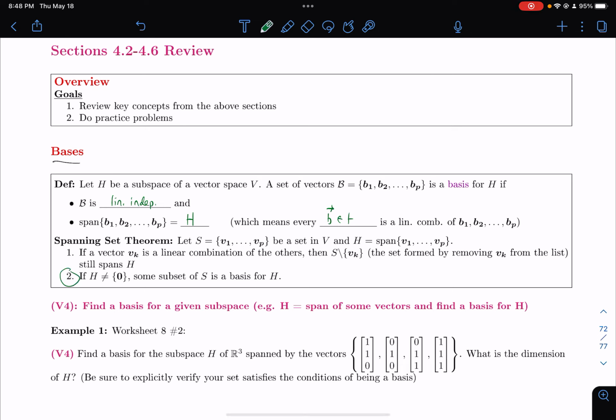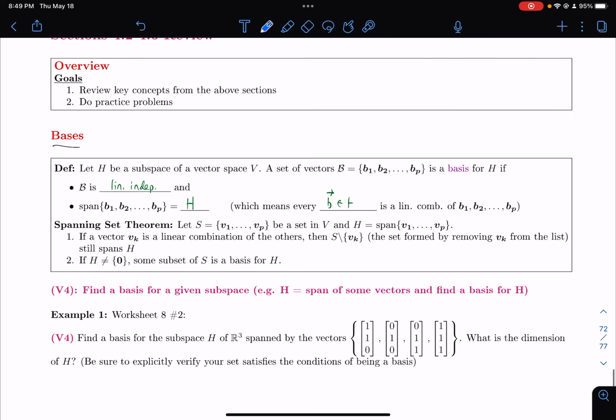The second part of the spanning set theorem said, as long as your subspace isn't just the zero vector, as long as there's more in it than just the zero vector, it'll turn out that some subset of it is going to be a basis for your subspace. The key idea behind that was, any time you had a vector that was a linear combination of the others, you kept removing it until you ended up with vectors that were linearly independent. Because once they're independent, and the span hasn't changed, they're satisfying both of the properties that we need for something to be a basis.